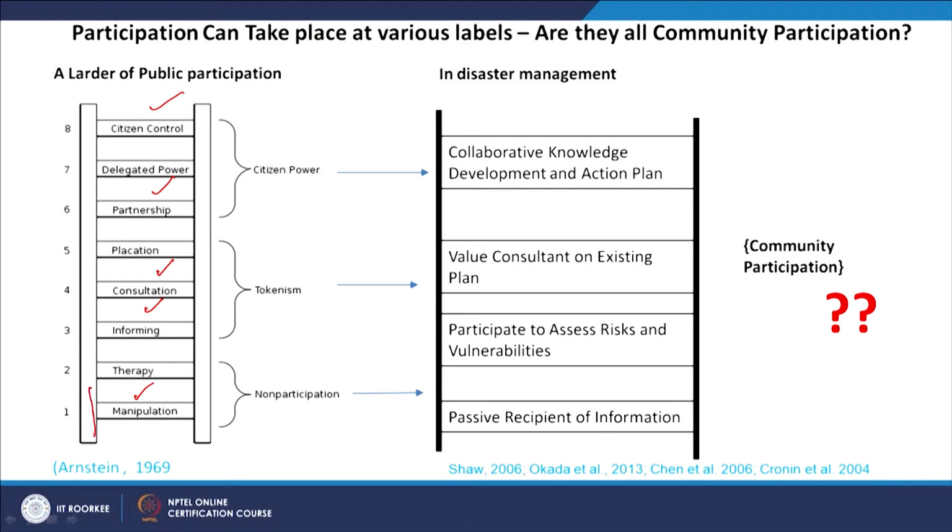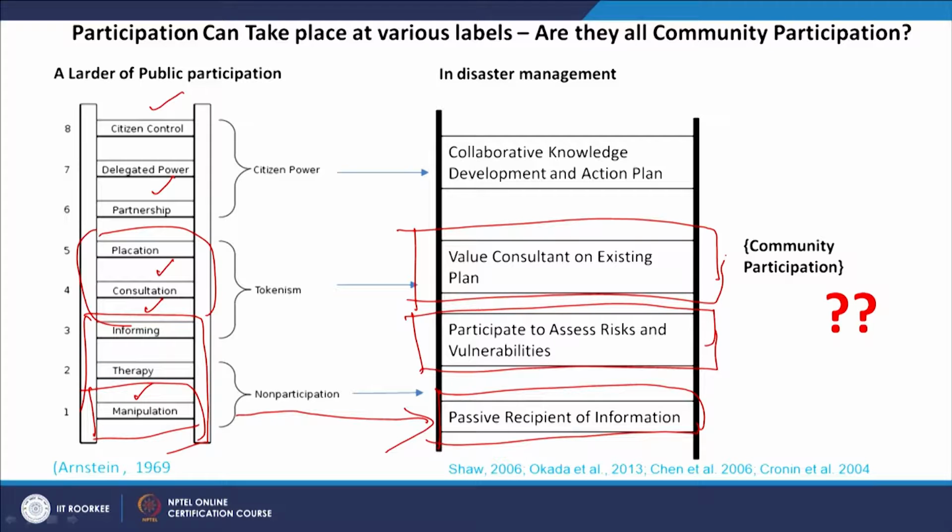When we are talking about manipulation or only information, it leads to the community being a passive recipient of information. We only provide information to the people, telling them, you do this, you evacuate, you raise your plinth level, okay. These are simple things: we experts know everything, and we tell the people what to do, and they just receive the information and follow our instructions, okay. That is a simple model that we follow.